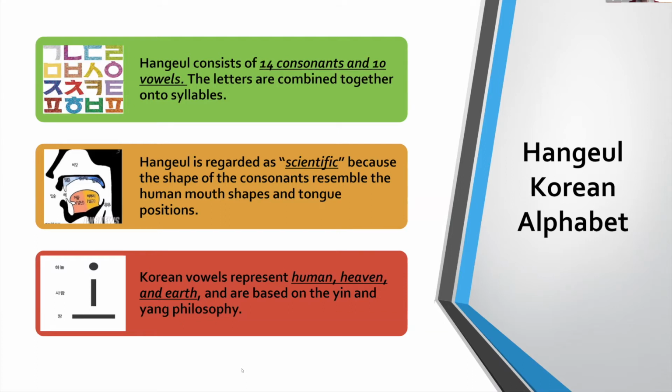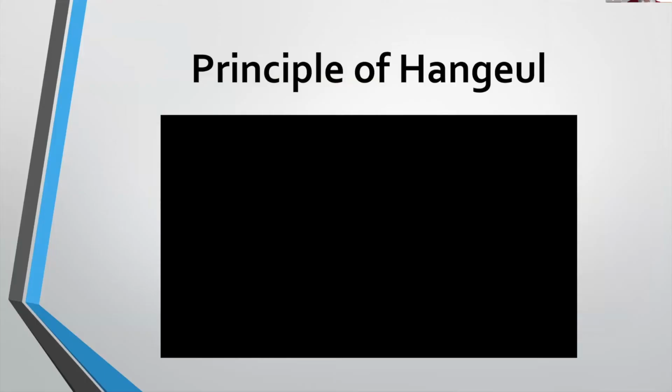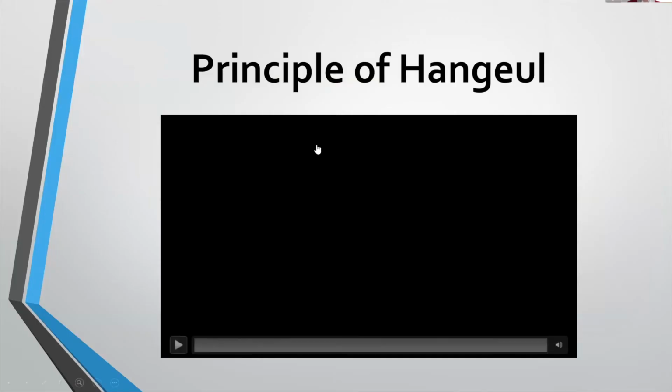And Korean vowels represent human, heaven. This is human, standing vowel, and heaven, the short vowel. And the earth, the lying vowel, and are based on the yin and yang philosophy. And we will watch the principle of Hangul video.